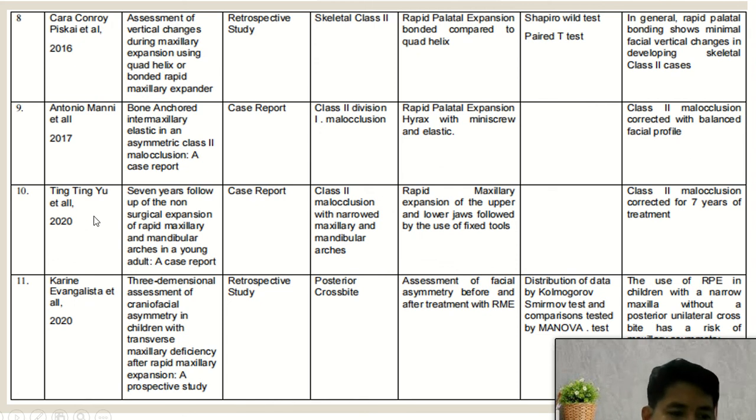10. Ting Ting Yu et al., 2020. The title: 7 Years Follow-up of the Non-surgical Expansion of Rapid Maxillary and Mandibular Arch in a Young Adult. Malocclusion class 2 with narrow maxillary and mandibular arch. Rapid maxillary expansion of the upper and lower jaw followed by the use of fixed appliances. The conclusion: class 2 malocclusion corrected after 7 years of treatment.